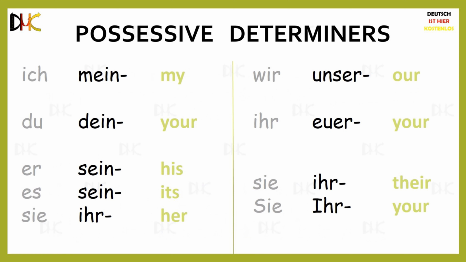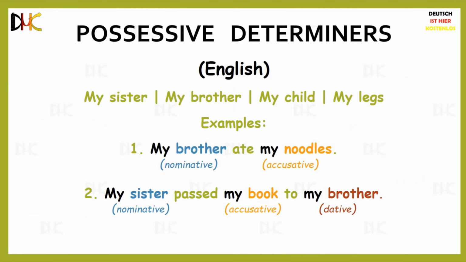You will be using them very, very often. But there is a catch. In English, the possessive determiners are the same in all 3 cases, that is the nominative, accusative and the dative. For example, my brother ate my noodles. My brother is nominative and my noodles is accusative, but the determiner my remains unchanged. My sister passed my book to my brother. Here my sister is nominative, my book is accusative, my brother is dative, but the determiner my still remains unchanged.